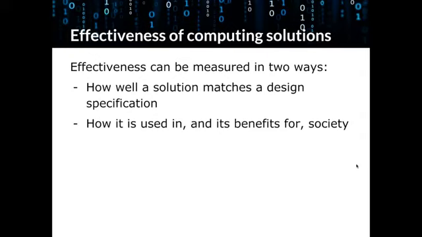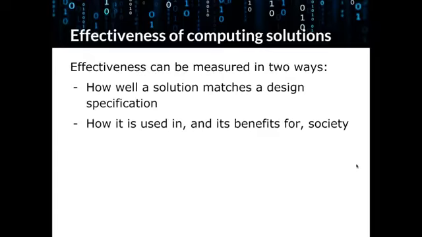We can look at the effectiveness of something in 2 different ways. One is how well the solution has matched the design specification. If you think back to your software development lifecycle, right at the start in the requirements phase, a client has a need, and the people making the software identify that need and think about what the requirements of the solution are. If you've completely missed the mark, then obviously your solution is not very effective. But if you've nailed it and it does everything the client wants it to do, then it is effective.